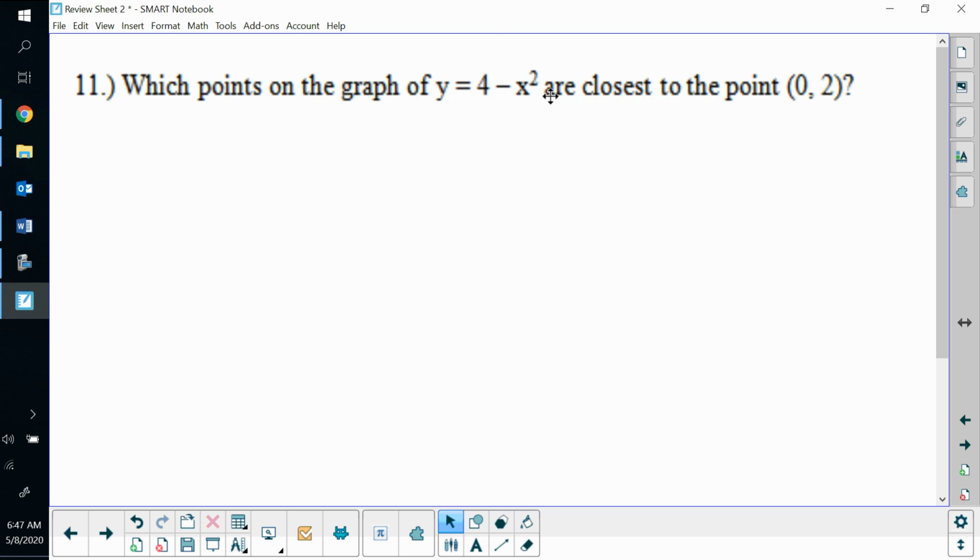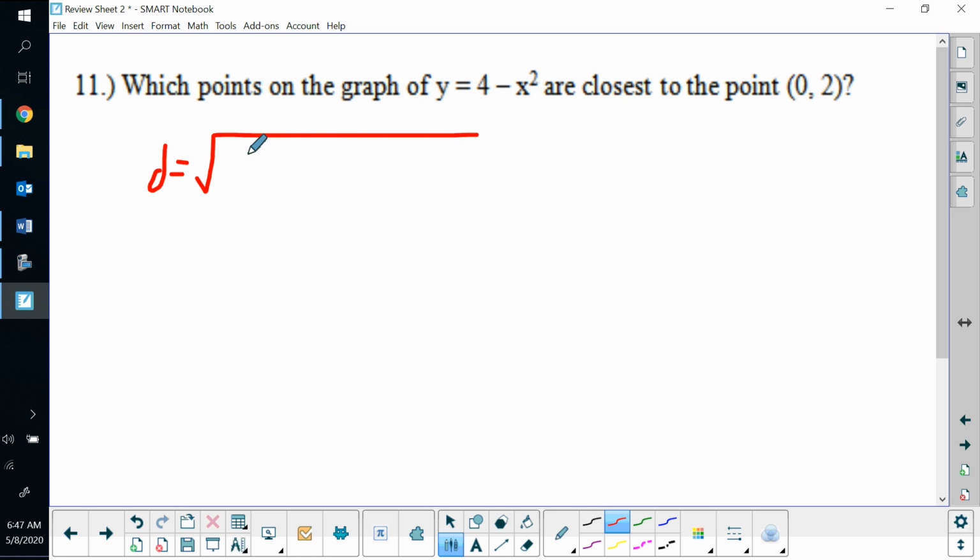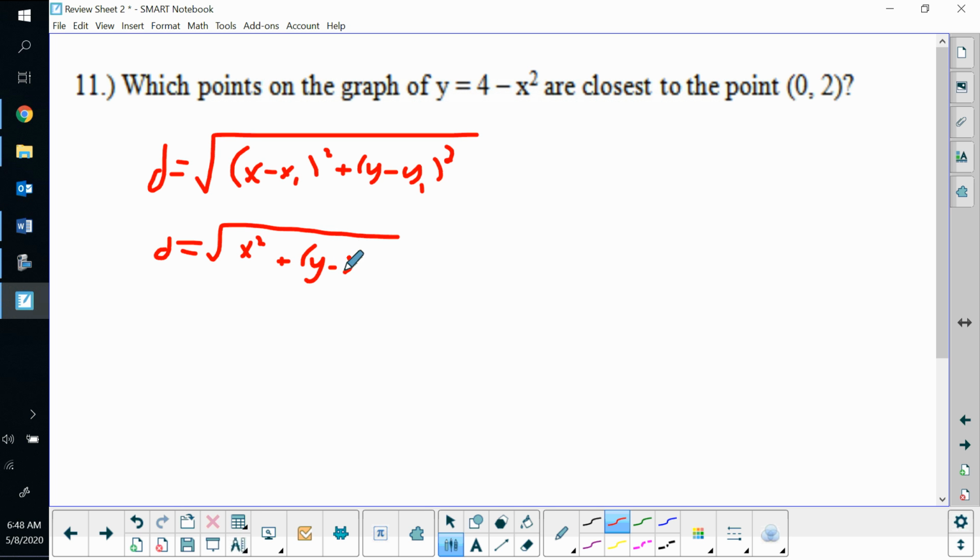So which points in the graph of this equation are closest to (0, 2)? Well, if you're closest, you want to minimize the distance, so we're going to do our distance formula. So d is equal to the square root of (x minus x1) squared plus (y minus y1) squared. So we're going to fill in the 0 and the 2. So x minus 0 squared is just x squared, plus y minus 2 squared.